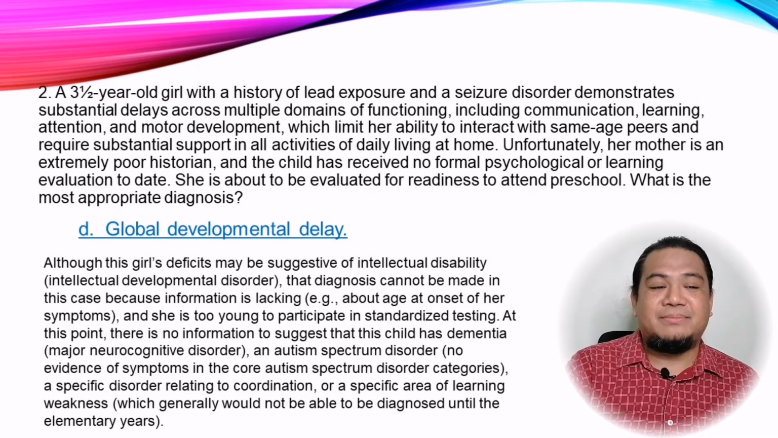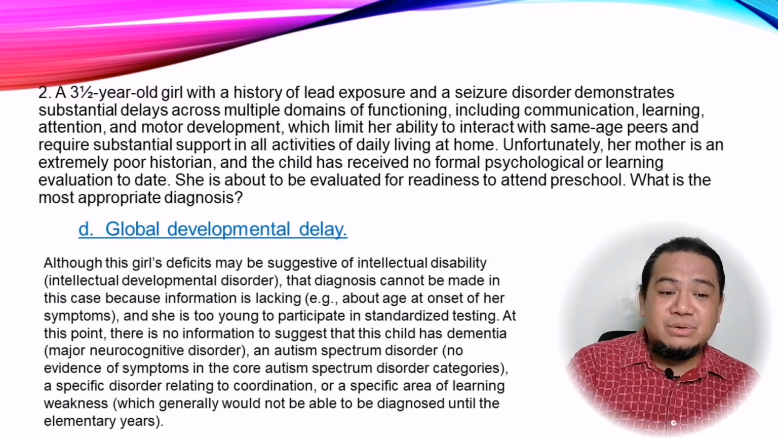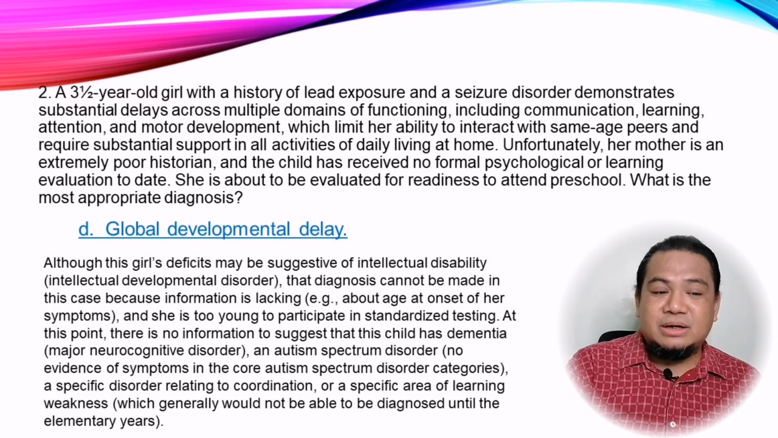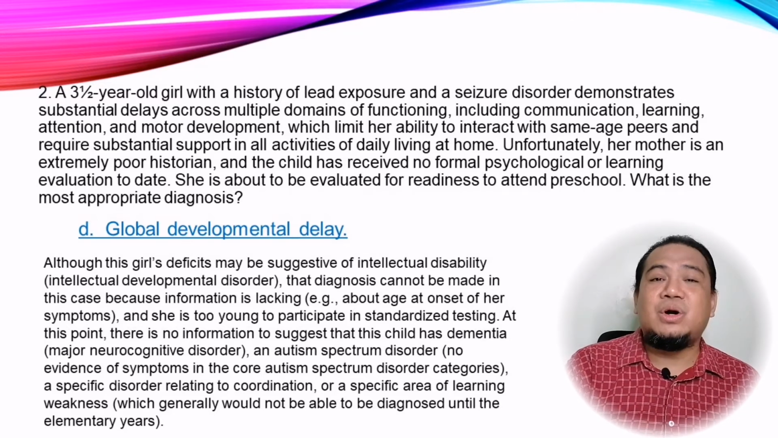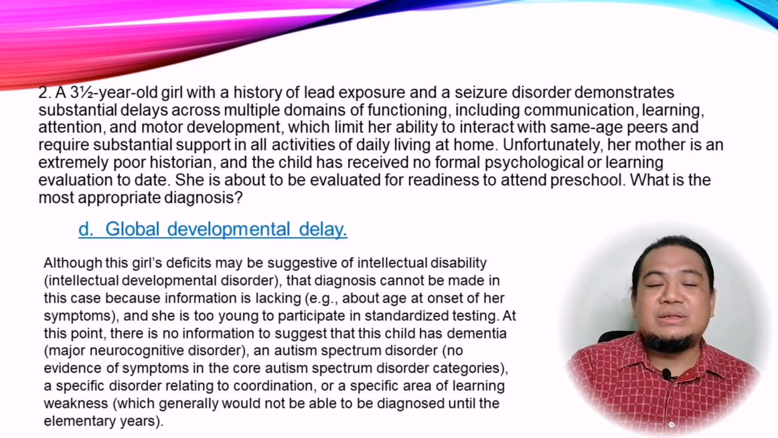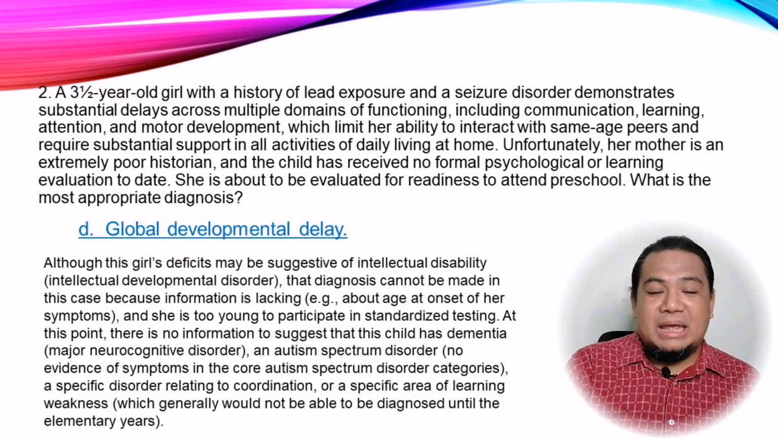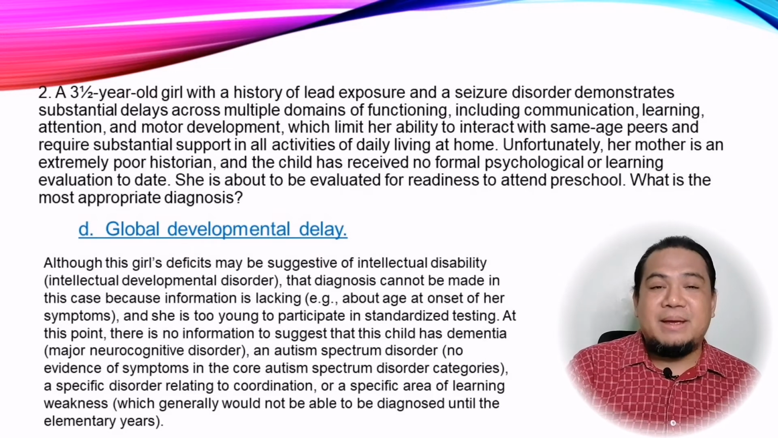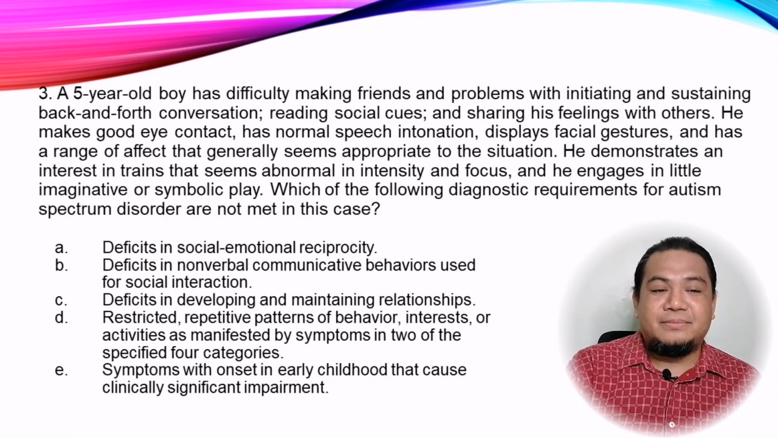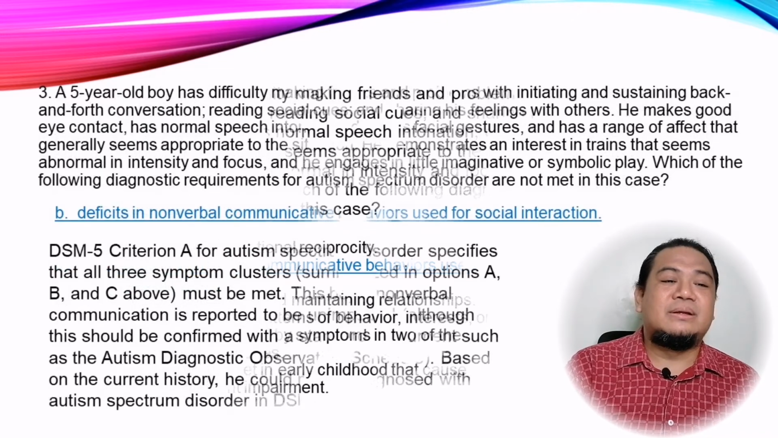participate in standardized testing. At this point, there is no information to suggest that this child has dementia or major neurocognitive disorder, or an autism spectrum disorder, with no evidence of symptoms in the core autism spectrum disorder categories, or a specific disorder relating to coordination or specific areas of learning weakness, which generally would not be diagnosed until elementary years. Number 3, and the answer is letter B, deficit in nonverbal communicative behavior used for social interaction.